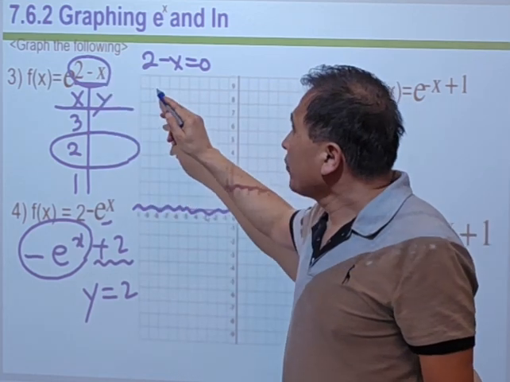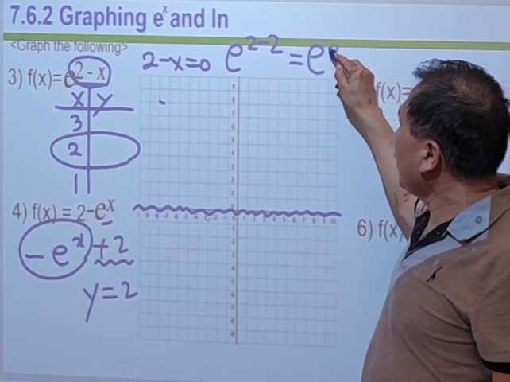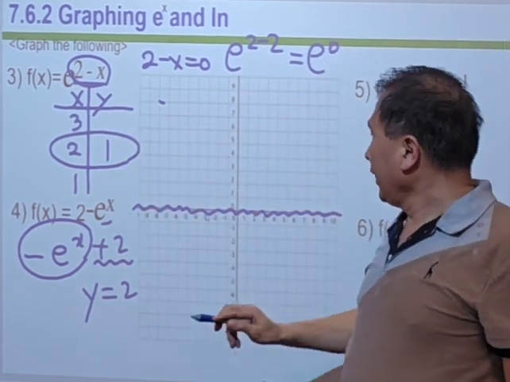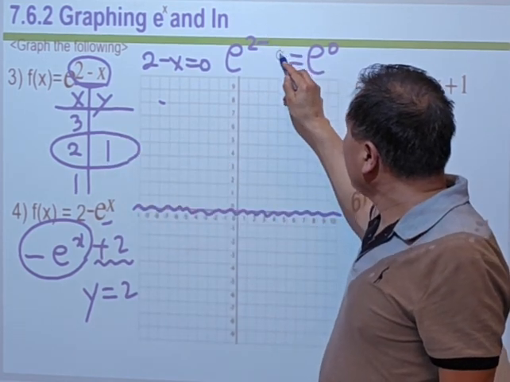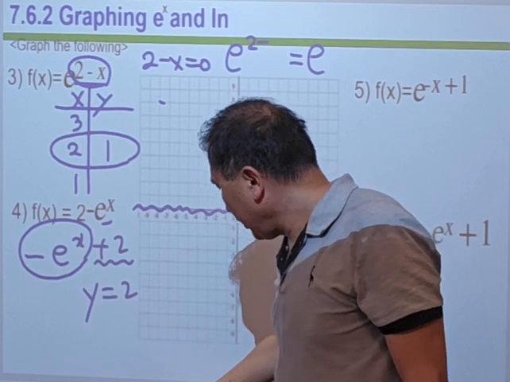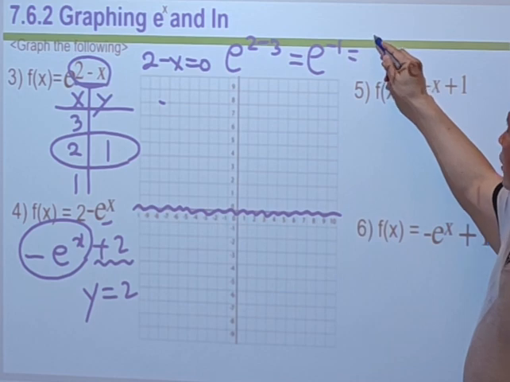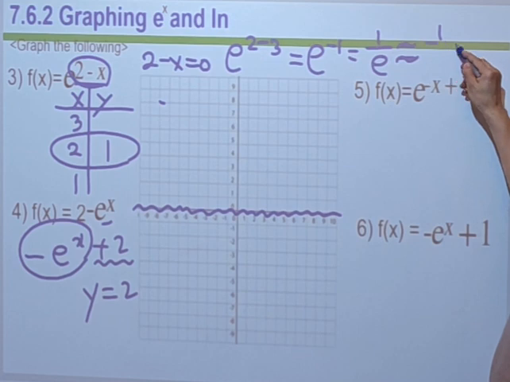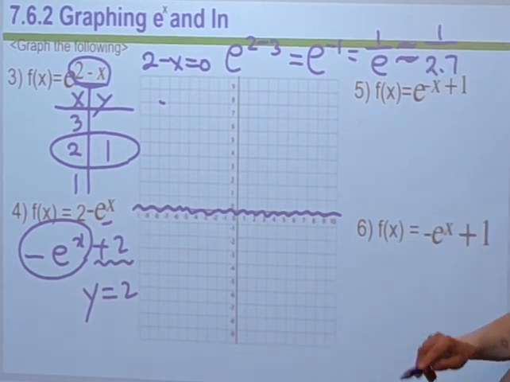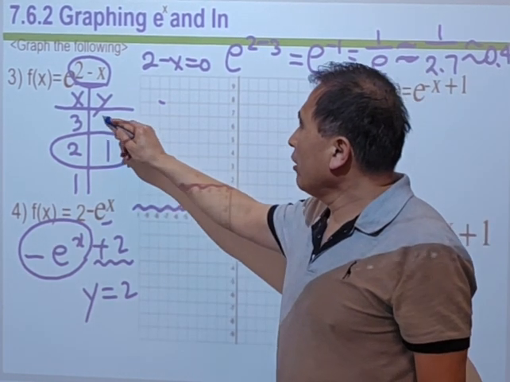So when you put 2 there, e to the 2 minus 2 power, which is e to the 0 power. Anything to the 0 power is 1. So this is 1. And now for the x value 3, e to the 2 minus 3 is negative 1. So e to the negative 1 power is 1 over e. E is about 2.7, you need to memorize that. So it's about 0.3 something, but we approximate about 0.4. So you can put about 0.4 for now.